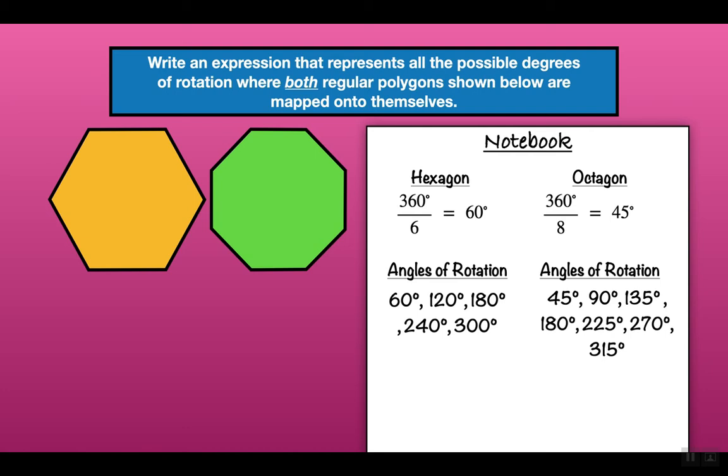Now just find the smallest angle of rotation that they both have in common, which in this case is 180 degrees. That means each time I rotate either shape 180 degrees, they'll match up with the way they look now. Since they want us to write an expression that represents that, my answer would be 180n. All right, 180n. Let's try another question exactly like this, but with two other shapes.